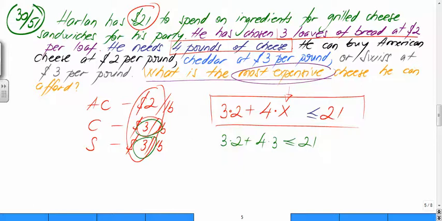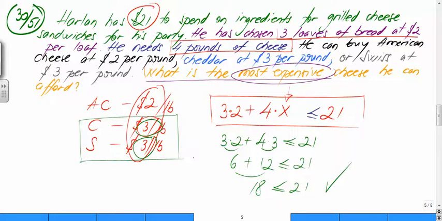Order of operations again. Multiply first. That will be 6 plus 12 less than or equal to 21. Is that true? Well, 6 plus 12 is 18, which is less than or equal to 21. We are good. So Harlan can go for cheddar, Swiss, or he can combine, say, 2 pounds of each, or 3 pounds of one and 1 pound of the other. That's how you can solve this problem going this way.